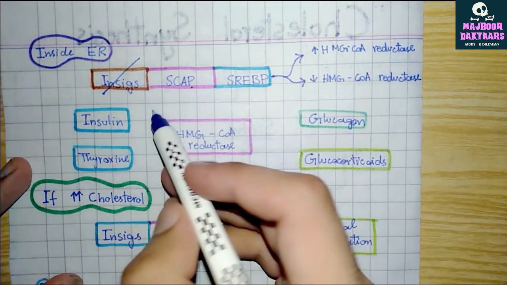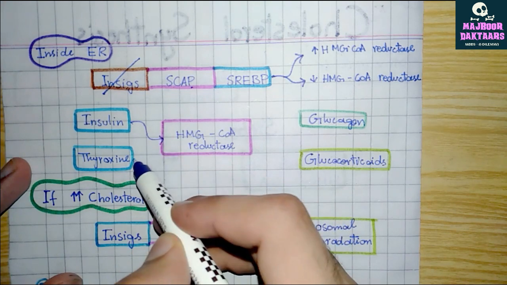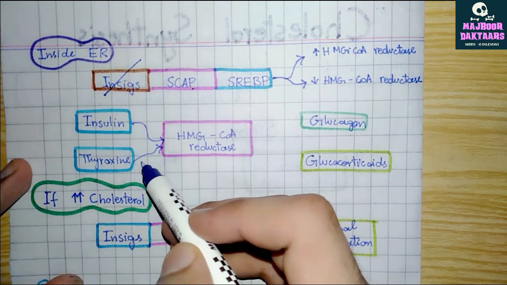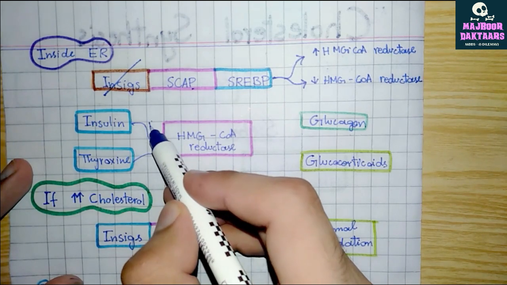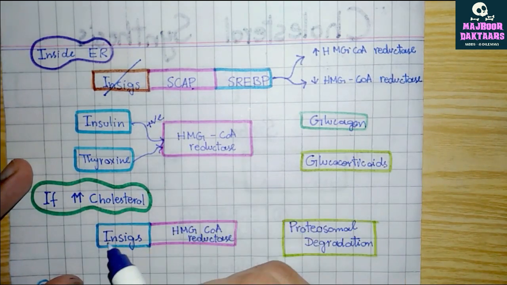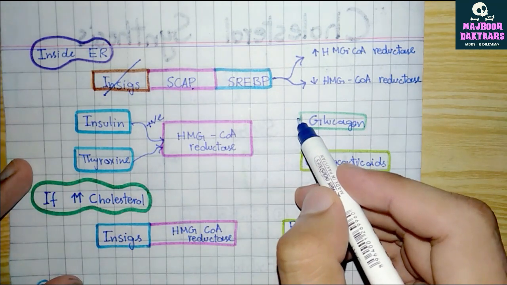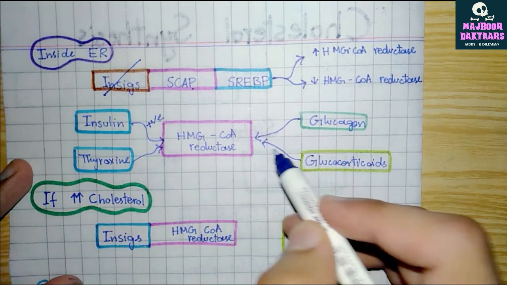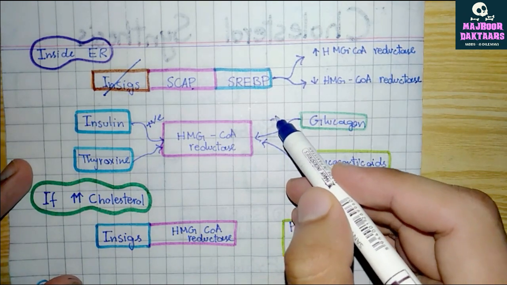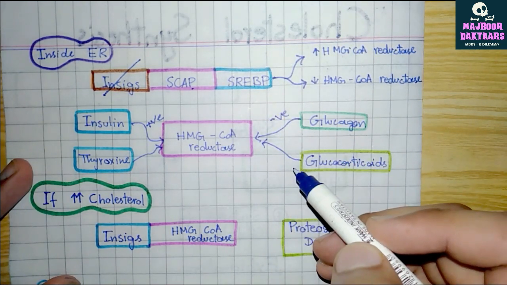Other regulatory factors include insulin and thyroxine, both of which are hormones of the well-fed state. So they upregulate the HMG-CoA reductase. While in case of starvation or fasting, glucagon and the steroid glucocorticoid are released, so they downregulate the HMG-CoA reductase.